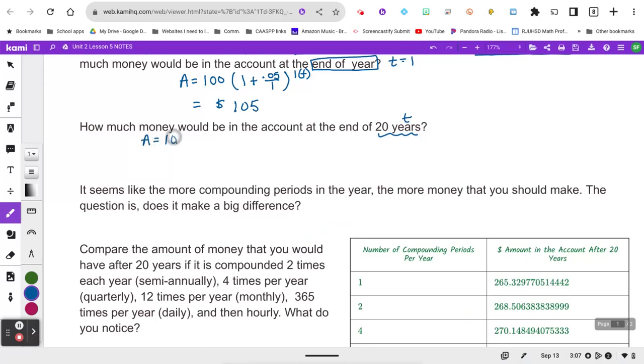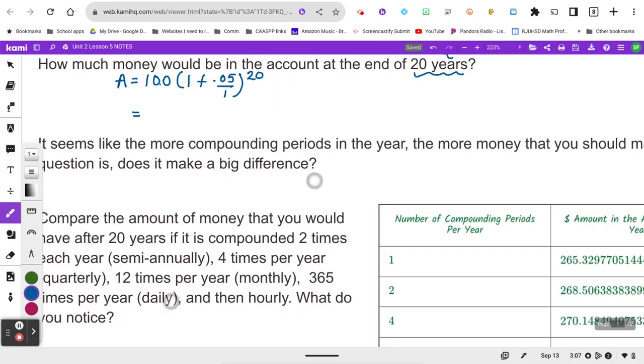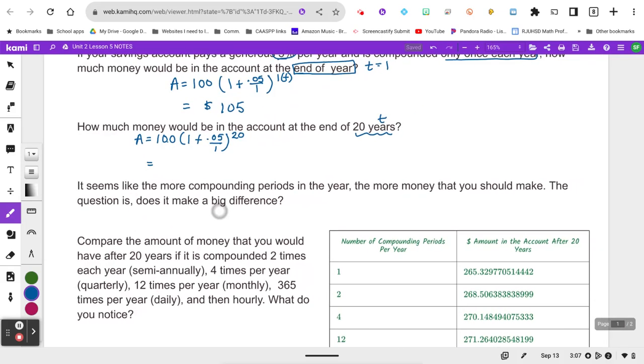A equals 100, 1 plus 0.05 over 1, and it would just be 20. And 1 times 20 is just 20. You're going to put this into the calculator, and at the end of 20 years, you're going to have $265.33. And this is if you are never going to touch that money. So you didn't add any more money, you didn't take out any money, you just put the money in and left it alone, which is not something that we usually would do, but it would happen.